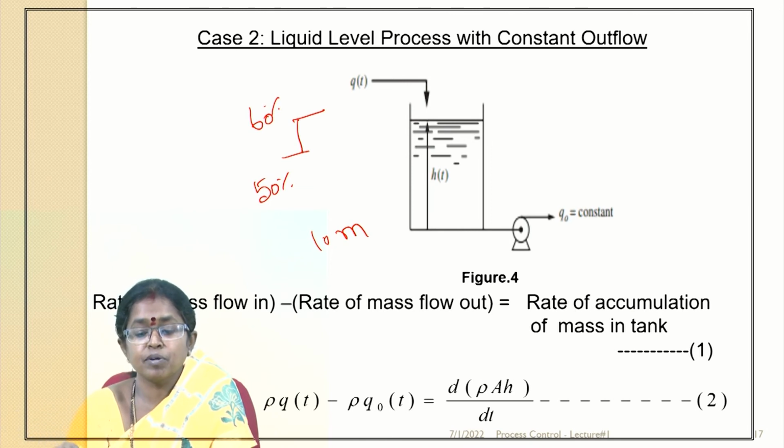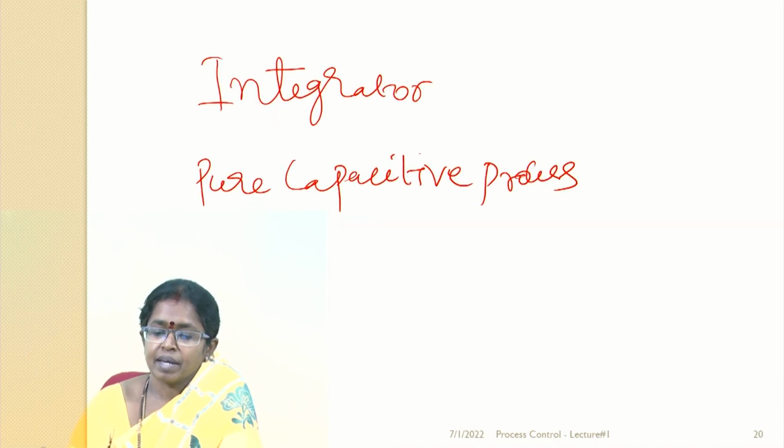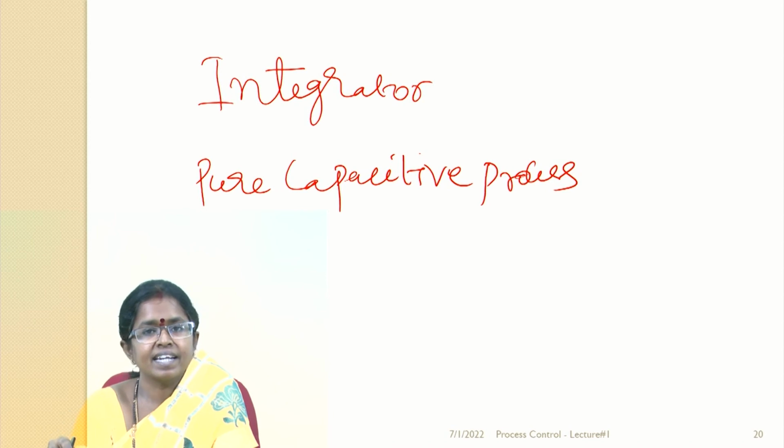Let us assume I change my inlet flow rate again from 60% to 70%. What will happen to the level in the tank? The level will keep on increasing. It will never reach the final steady state value because the outlet is connected with a constant displacement pump, right? So this kind of process is called a pure capacitive process or integrating process.